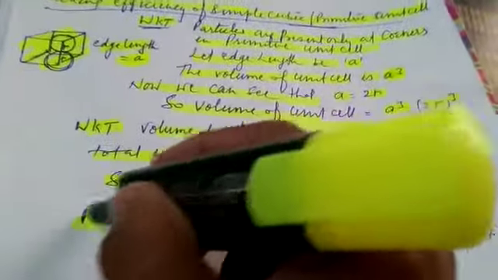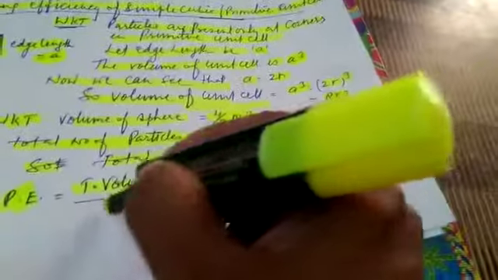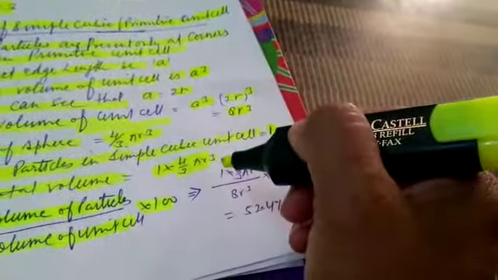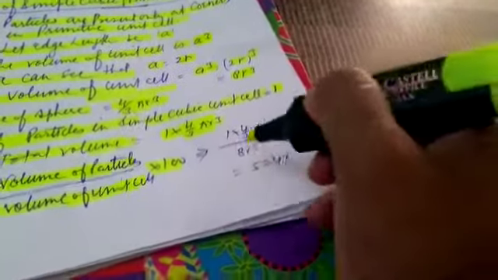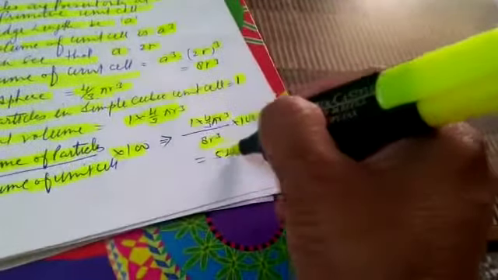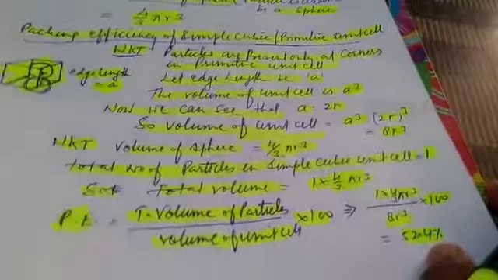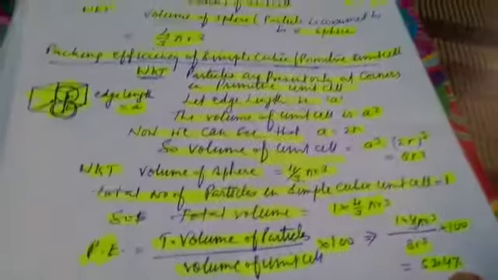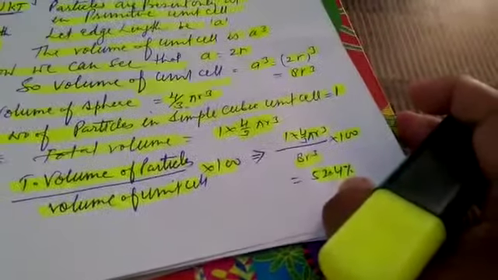Now we can calculate packing efficiency using the formula: total volume of particles divided by total volume of unit cell, multiplied by 100. The total volume of particles is 1 into 4 by 3 pi r cube and the volume of the unit cell is 8r cube. Placing the values, 1 into 4 by 3 pi r cube upon 8r cube, multiplied by 100, we get 52.4%. So the packing efficiency of the simple cubic unit cell is 52.4%.